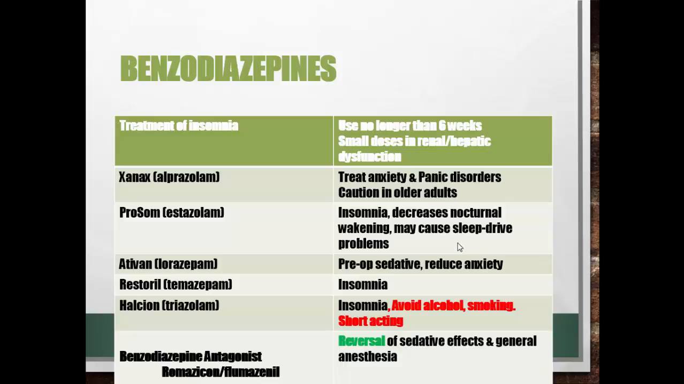These drugs are not without problems. They don't have as many problems, much fewer problems than the barbiturates, but they still are a controlled substance, Schedule 4. They do have the potential for abuse and some of the other problems with the Schedule 4 drugs.